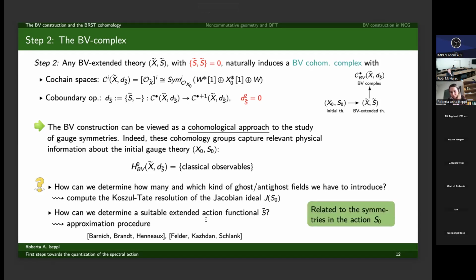But as I already said earlier, what matters is really that the ghosts have to deal with the symmetry. So of course the symmetry also appears in how S tilde, S0, is written. So it's really the space of ghosts related to the symmetries of the action.